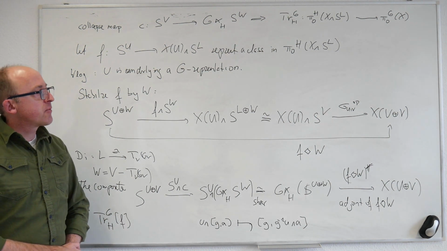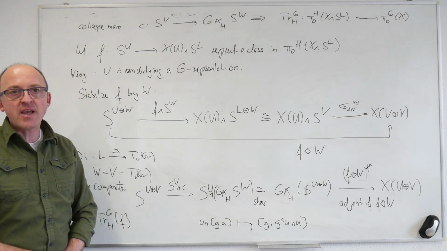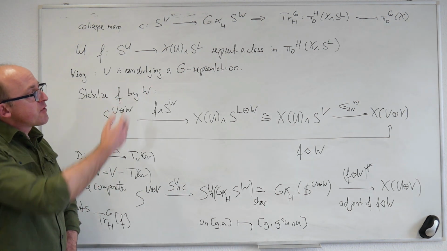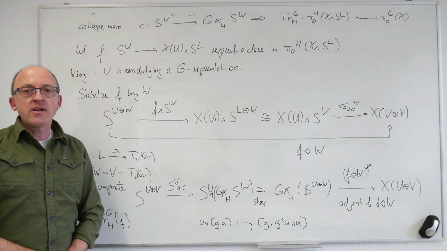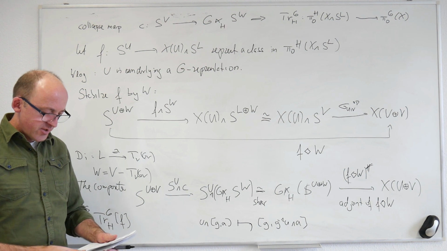Another thing you would have to check, which is not completely obvious from the way I've presented it here, is that this transfer map is actually a homomorphism of abelian groups. This is not completely obvious. If you think of the group structure as coming from pinching in some H fixed sphere, there are other ways of setting it up so that you don't have to explicitly work with pinch constructions.